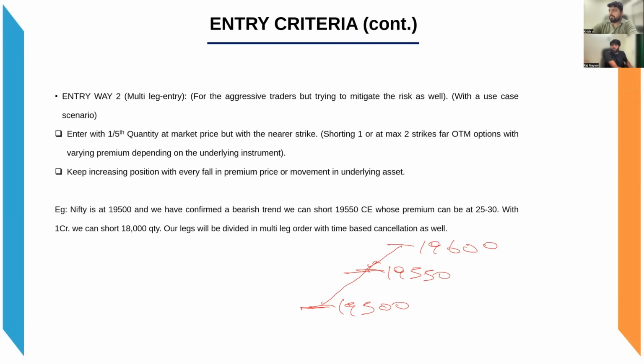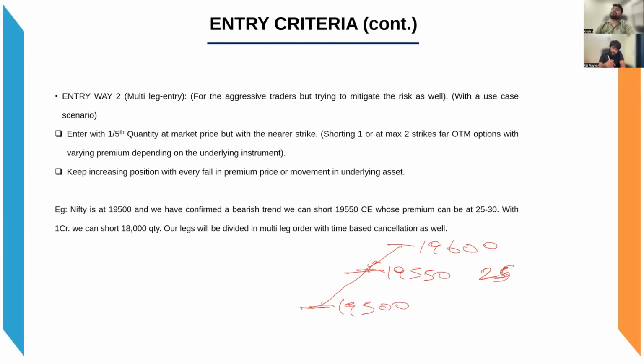The at the money call options we usually get at premiums of 25 to 30. It can vary from day to day, but we will take the worst case scenario. We got a premium of 25 rupees. Now, suppose the market is at 19,500 and we are going to divide our entries into multiple legs. So instead of shorting 19,600, we are going to short a nearer OTM strike option, that is 19,550, and we'll take the worst case premium of 25 rupees. We'll just take the first leg of the entry, just 3,600 quantity.